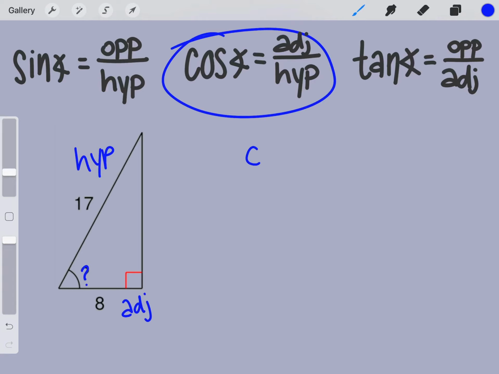So we have cosine of our angle, which is currently being represented by a question mark, equals our adjacent side, which is 8, over our hypotenuse, which is 17. Now the trick here is that we have to get question mark all by itself. That's what we want to isolate in this situation. So in order to do that, we have to get rid of this cosine.